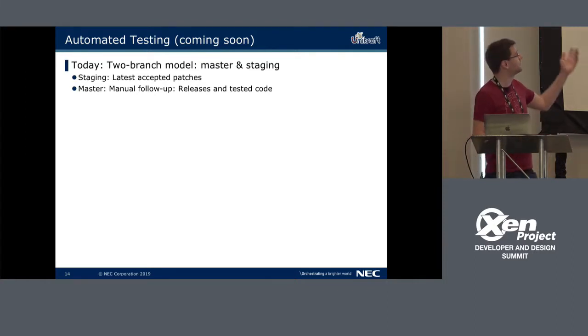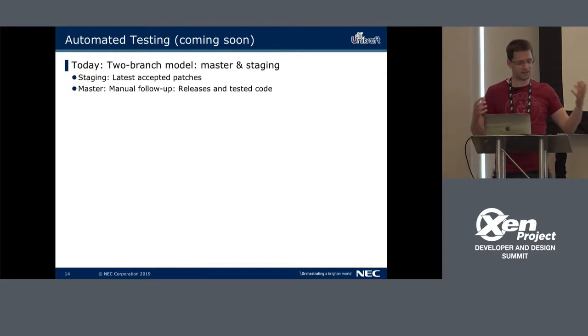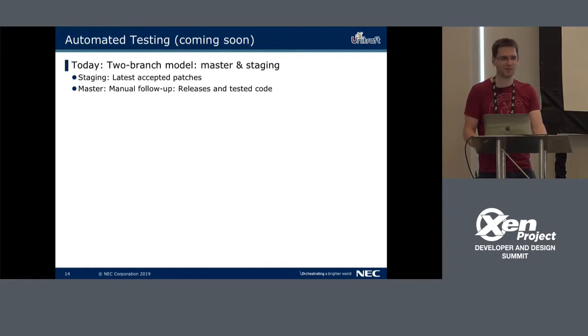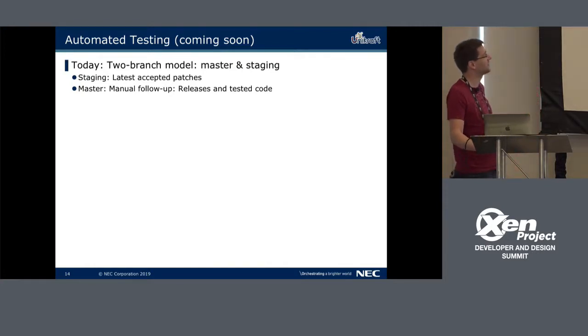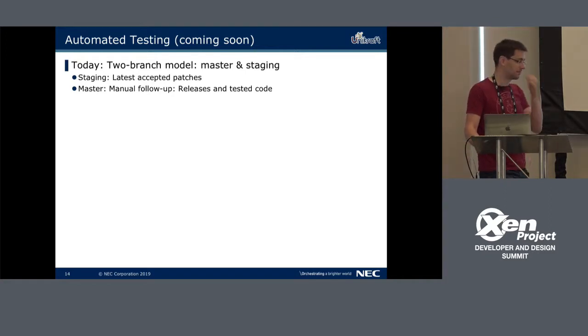So what we have today, taken as an example from our mentoring project, the Xen project, is these two branches, master and staging. On staging, we have the latest accepted patches. So currently, if you do development, you should always take the staging branch. And on master, we do a manual follow-up on the staging branch with, let's say, manual testing. The release tags are also on the master branch.